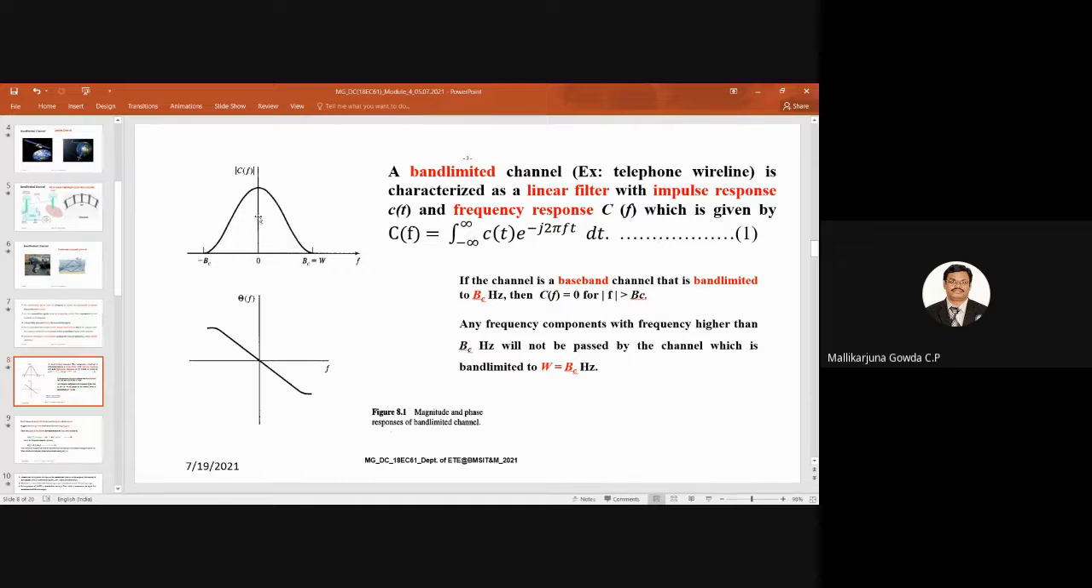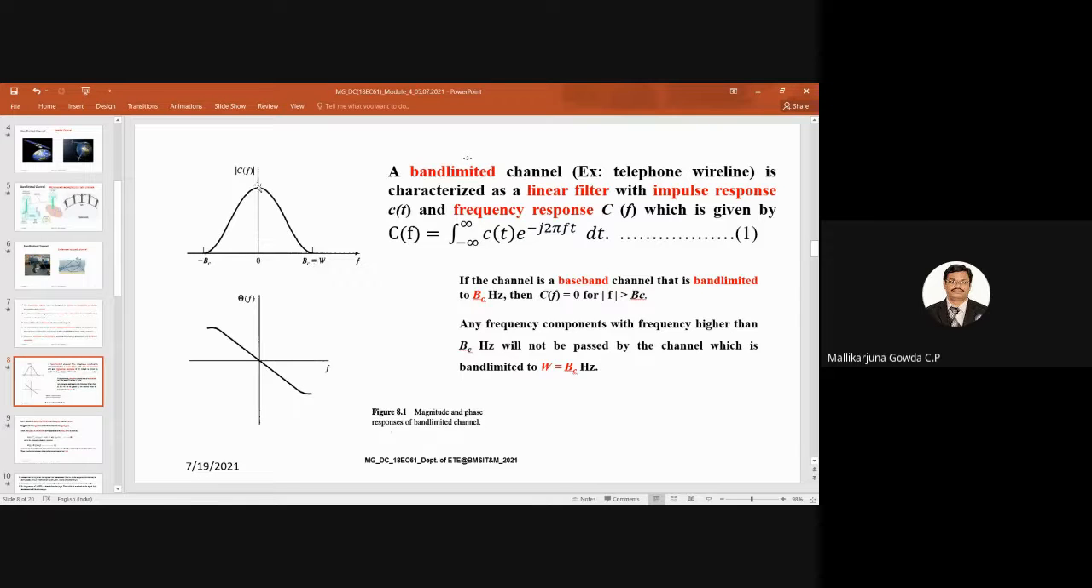If the channel is basically a baseband channel, which is limited to BC hertz, we can say that C of f will be 0 when f is greater than BC hertz, right? So any frequency component higher than this BC hertz will not be passed by the channel, because it is band limited to W hertz.